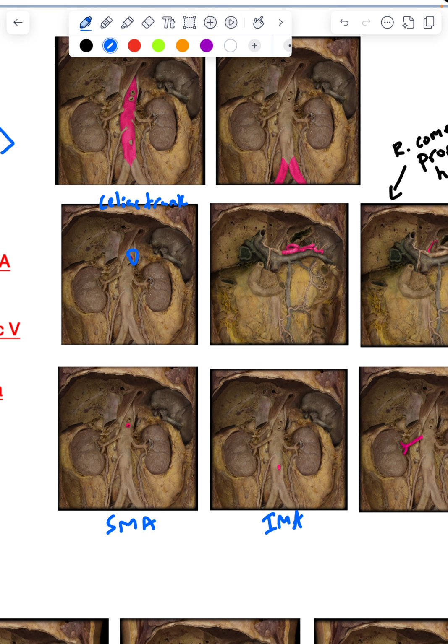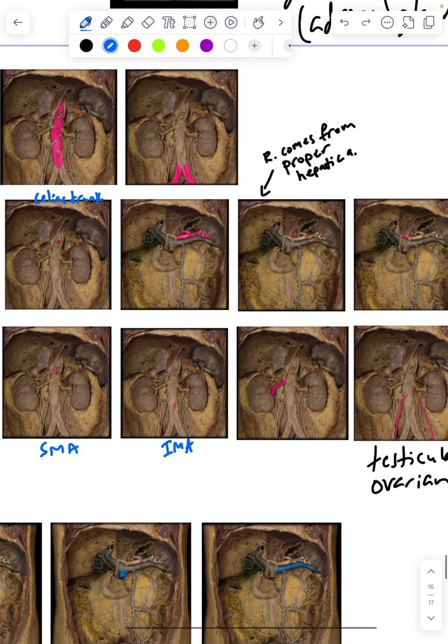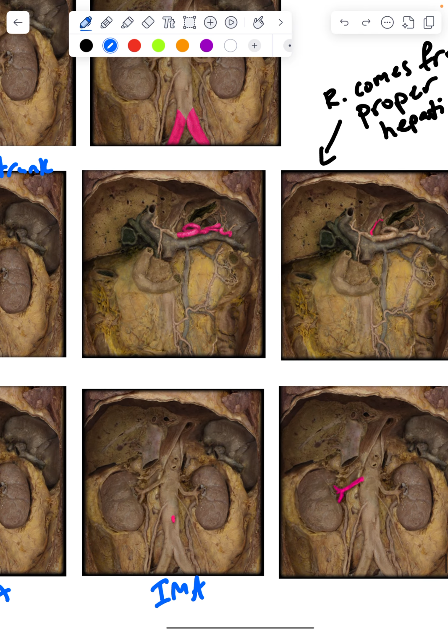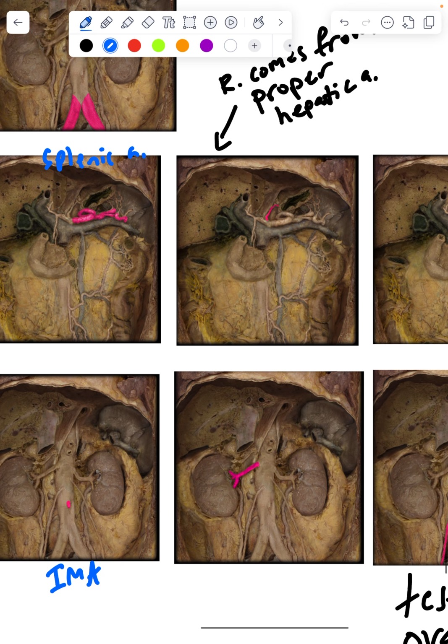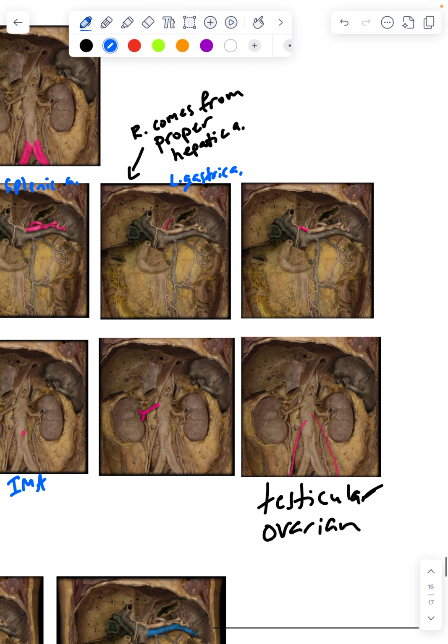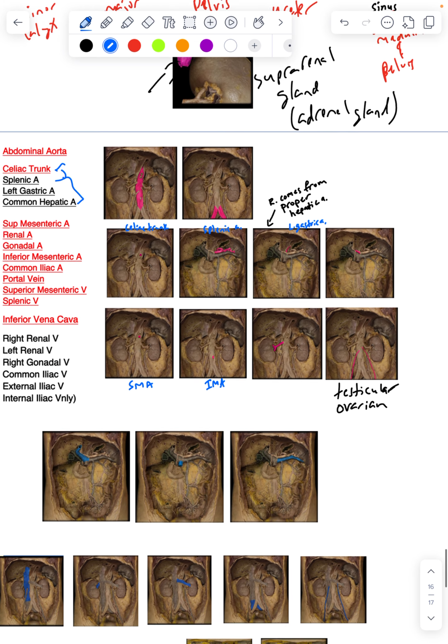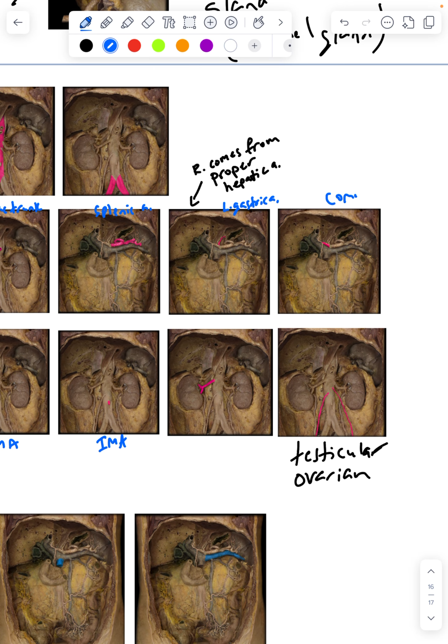This is your celiac trunk. It's literally just this bulge, but it has 3 branches, which were obviously cut off here. These are the 3 branches of your celiac trunk. So first one going to your spleen is splenic artery. Next one going up to your stomach is left gastric artery. And then the one going to your liver is your common hepatic artery.